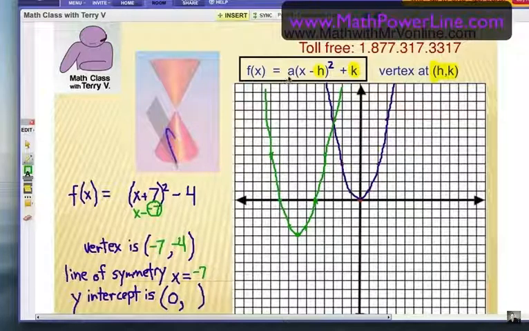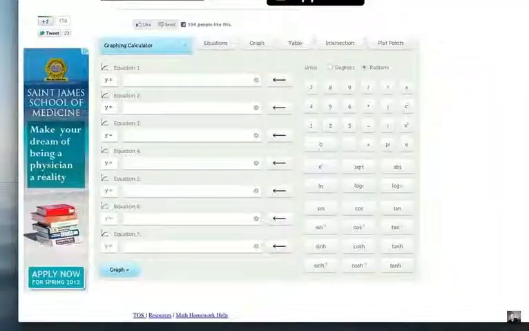All right, now I want to talk about this a value, which is the multiplying constant in front. What it does is, depending on the value of a, it's either going to pinch the legs of the parabola closer together or stretch them out and make it a flatter looking shape. So let's go to a graphing calculator. I want to show you how this works.